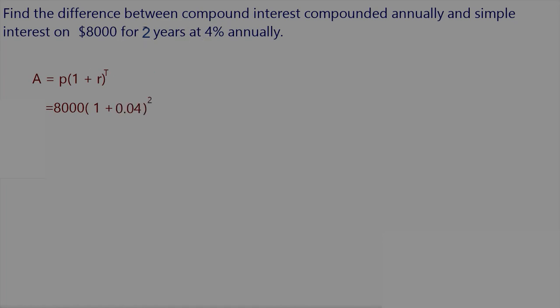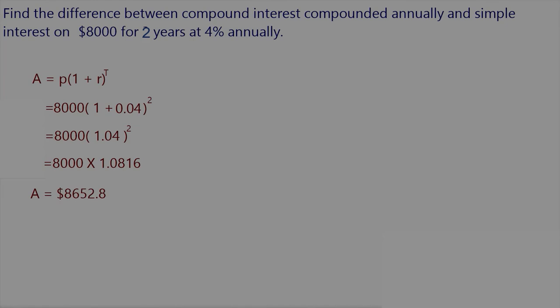We have to first work out what is between the brackets. We get 1.04 raised to the power of 2. 1.04 raised to the power of 2 is equal to 1.0816. 8,000 multiplied by 1.0816, which is equal to $8,652.8.